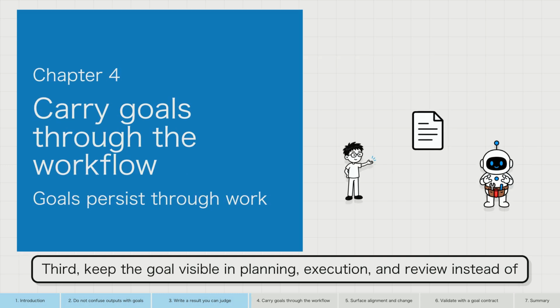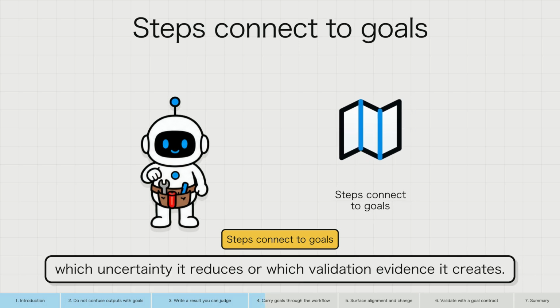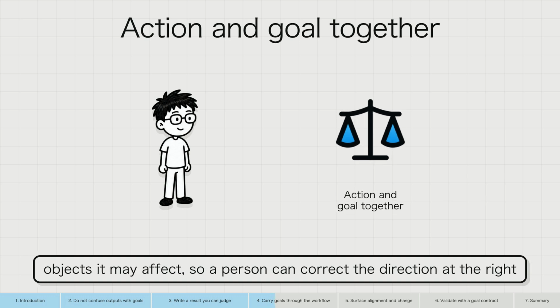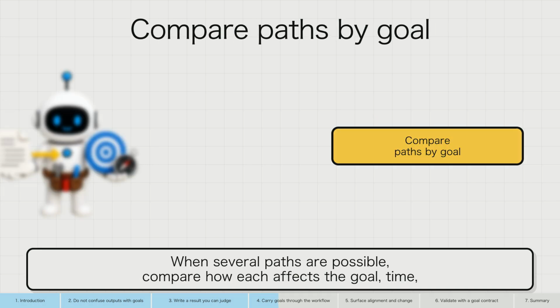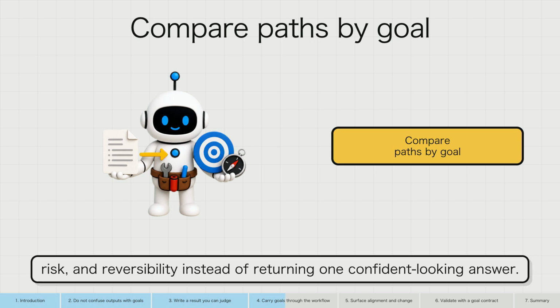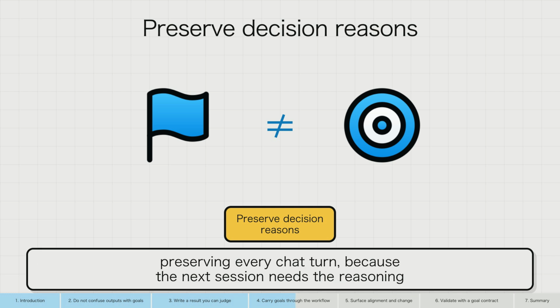Third, keep the goal visible in planning, execution, and review instead of mentioning it once at the start of a chat. During planning, each step should connect back to the goal by explaining which uncertainty it reduces or which validation evidence it creates. During execution, show the current action, the goal it serves, and the objects it may affect, so a person can correct the direction at the right moment. When several paths are possible, compare how each affects the goal, time, risk, and reversibility instead of returning one confident-looking answer. Across sessions, keeping the goal and key decisions is more useful than preserving every chat turn, because the next session needs the reasoning behind the work.